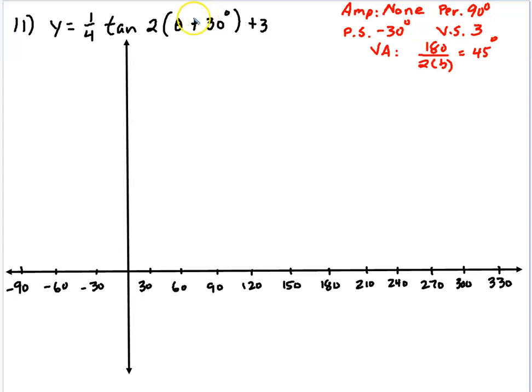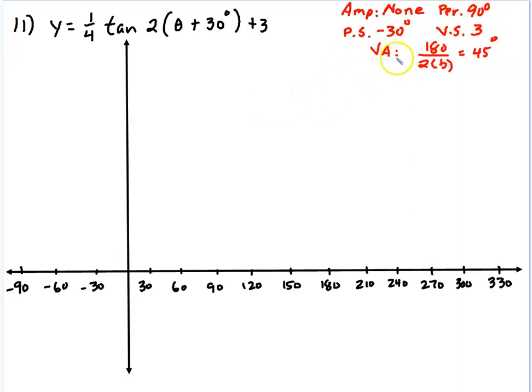I noticed that the gist of this problem is obviously the tangent function and the shift. I went ahead and labeled the phase shift. We're going to be shifting the tangent graph 30 degrees to the left, and the vertical shift is +3. So I just went ahead and wrote that down. Obviously, for tangent, there is no amplitude. To get the period, I did 180 degrees divided by 2, and so that's obviously 90 degrees.